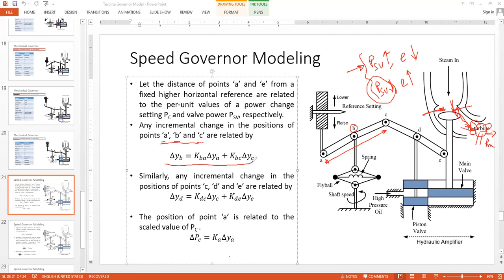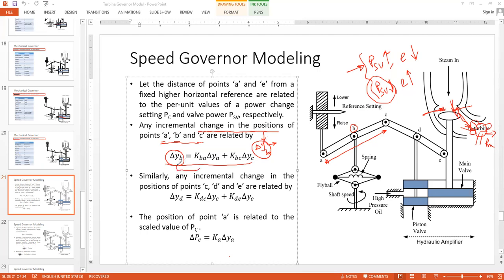That means if you have any incremental change in point B, y is nothing but the change in position, the change in height, you can say. So the change in position is represented by the small letter y. Delta means the change. y is the position, delta is the change in the position, and B is the specific point. It can be A, B, C, D, E. We have 5 points. So this is the explanation of delta yB.